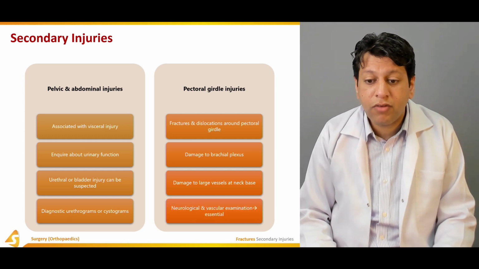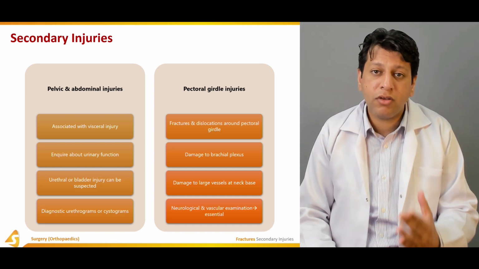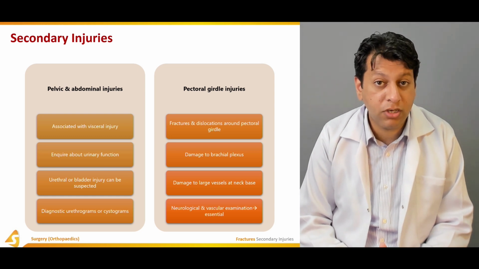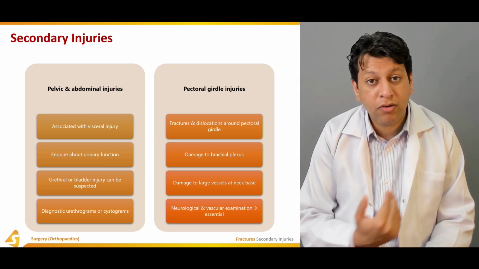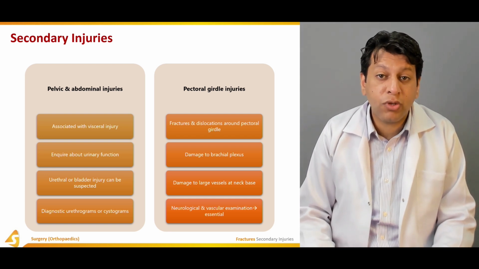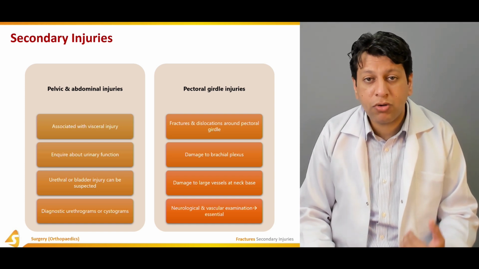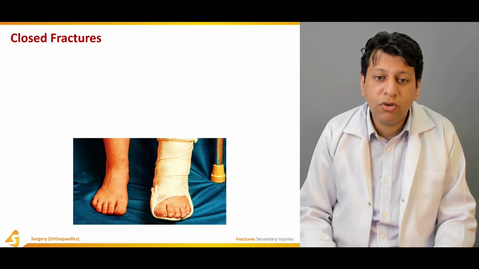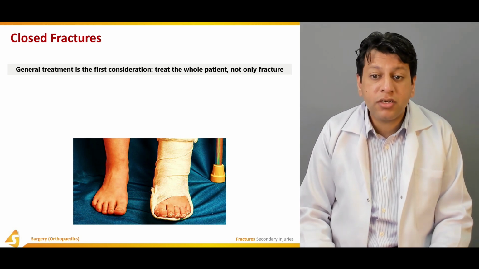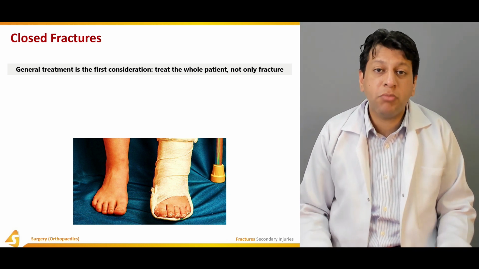There is a massive kind of injury, and this could lead to upper or lower brachial trunk injury. Neurovascular examination of the upper limb is essential, and once the primary survey is done, the secondary survey is started, which is a head to toe examination. The secondary survey may also include x-rays of the pelvic girdle, just to see that there is no associated dislocation or trauma to the pelvic or the pectoral girdle as well. Now coming to the closed fractures. The general treatment's first consideration is to treat the whole patient, not only the fracture. That is what we need to remember.